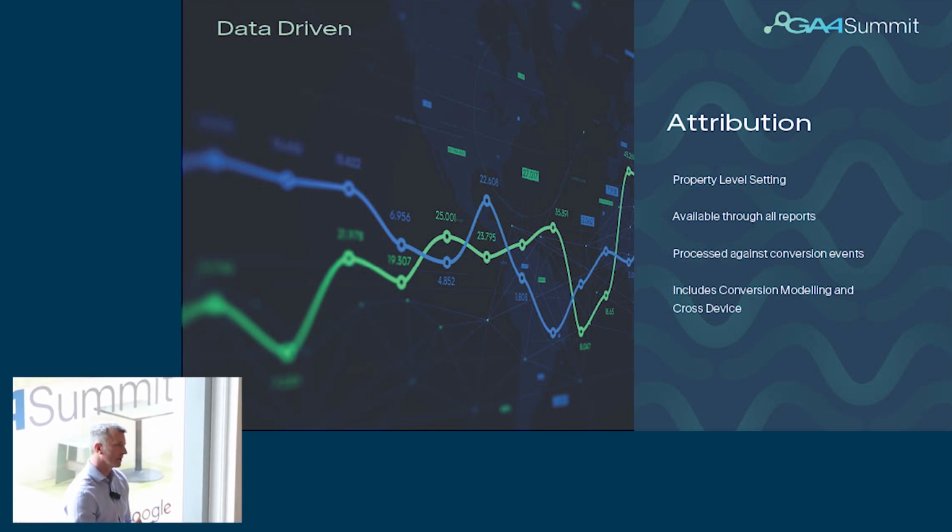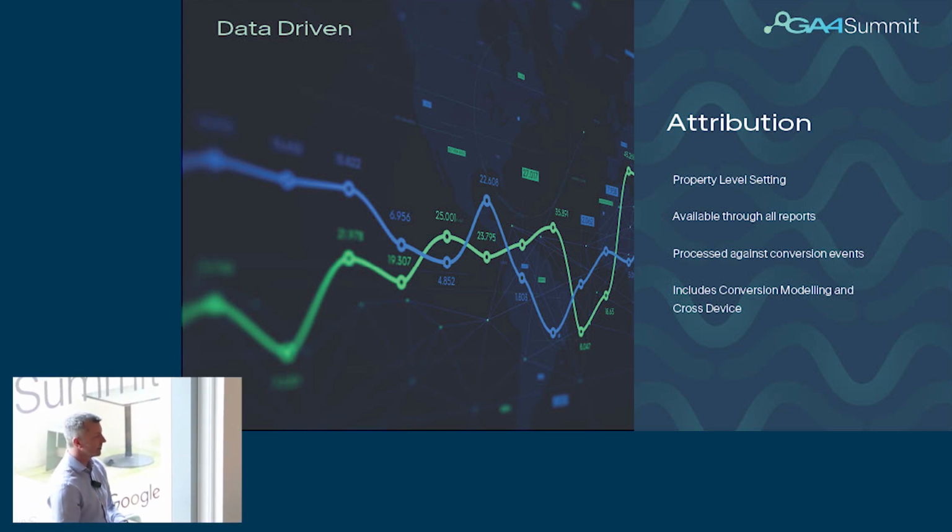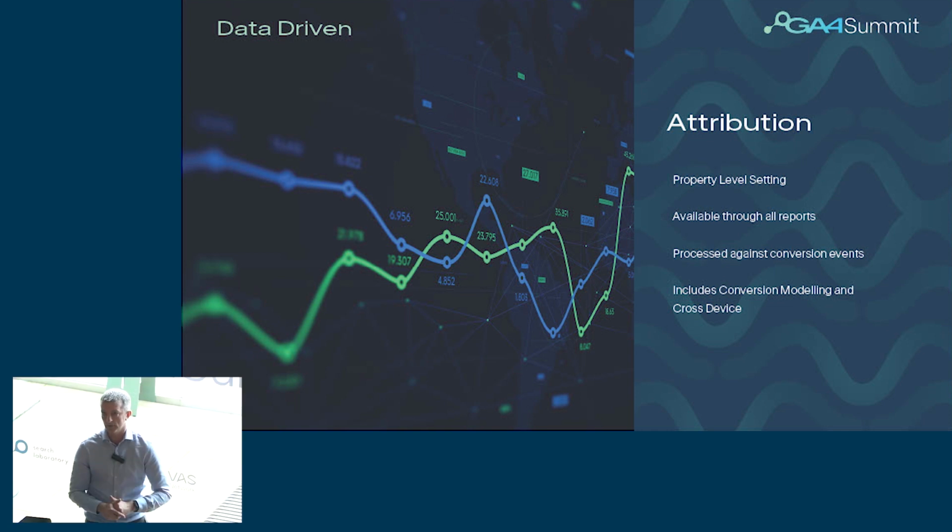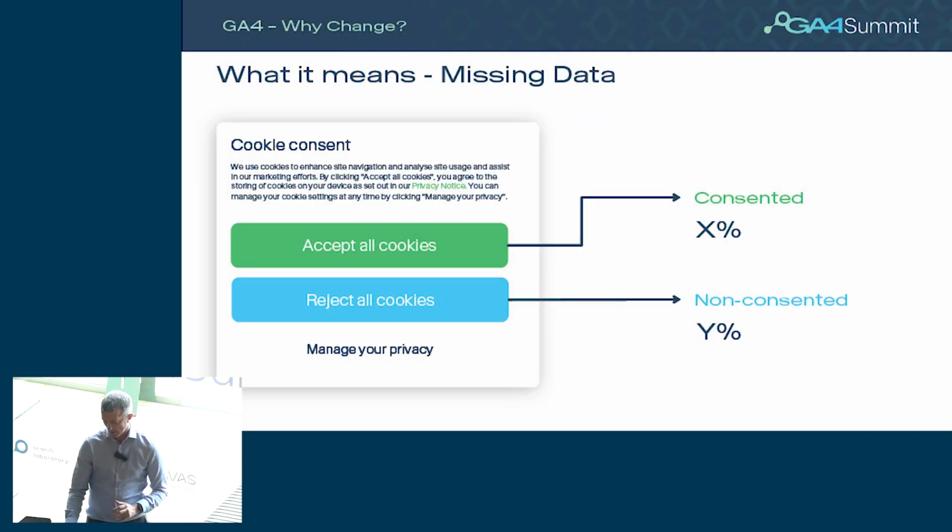This is now a property level setting, so you can change that within the property and not be told what you're doing by Google. It's available throughout all of those different reports. And it applies across device and applies modeling to what it gives you. And last couple of bits before I hand over to David briefly.